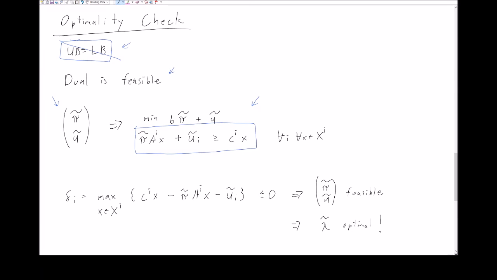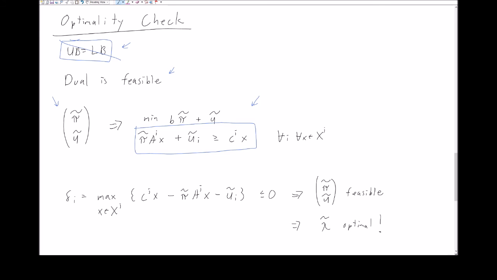One way to check whether this dual solution is feasible to our original dual is to check each constraint individually. Note that this is going to be computationally intractable, though. In our linear program master problem, there's an enormous number of variables. For each one of those variables, we're going to have one constraint in the dual. So the dual is going to have an enormous number of constraints.